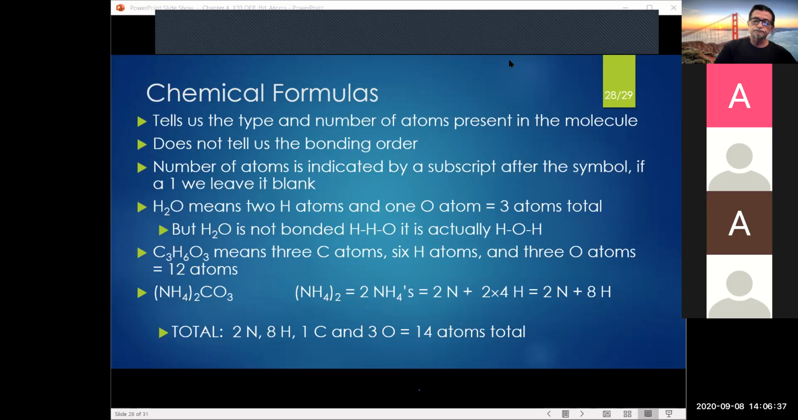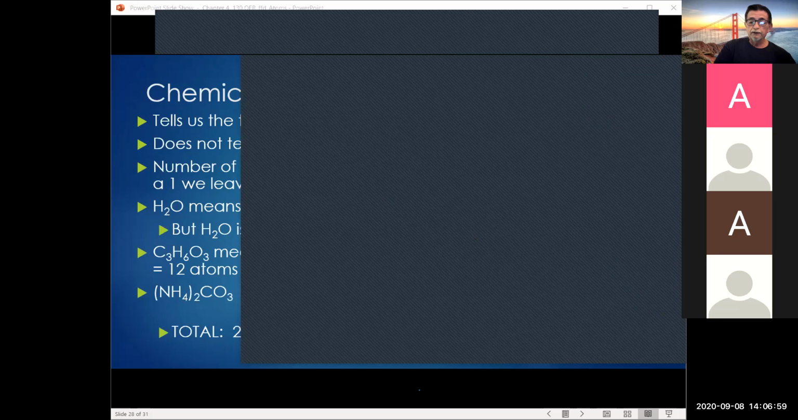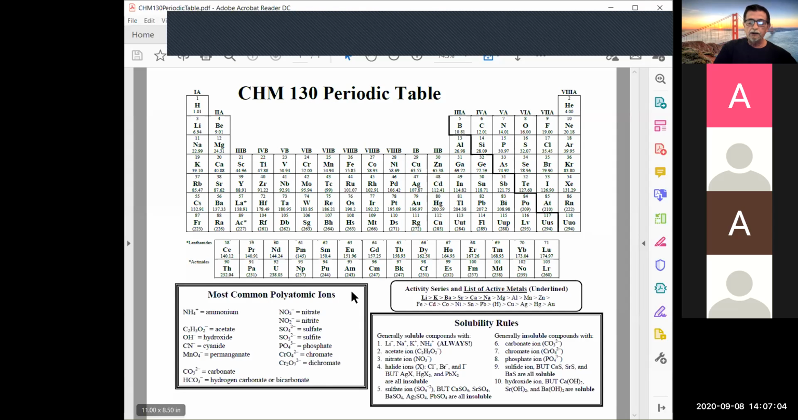Now, sometimes we will get something like this, where you see parentheses. And then you got N for nitrogen, hydrogen, and subscript 4, and then parentheses. When you see parentheses in chemical formulas, that is what we call polyatomic ions. You may want to get familiar with this one here. On the periodic table, if you look on the left-hand side, you'll see most common polyatomic ions. Those guys are put together in a packet. We don't separate them. They are together with a specific number of atoms. And when we need to represent more than one, we put a parenthesis around. The one you see in the example, the first one, ammonium, NH4. Okay? That is the ammonium polyatomic ion.